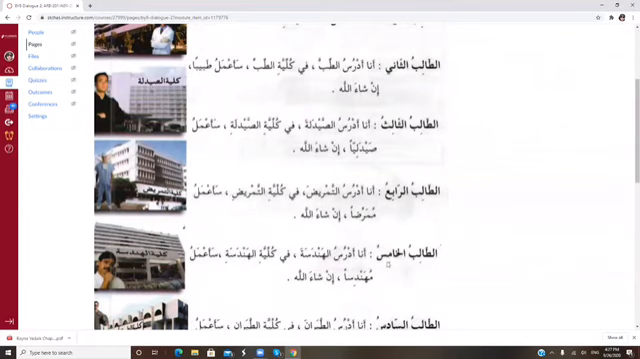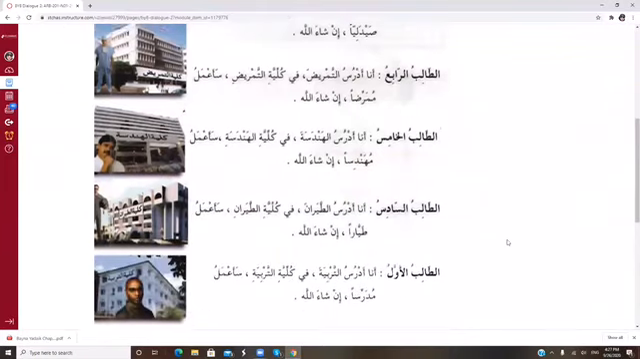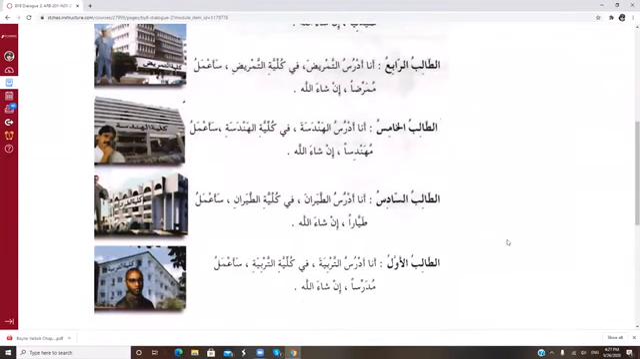Student 5, الطالب الخامس. أنا أدرس الهندسة. I am studying engineering. في كلية الهندسة, in the College of Engineering. سأعمل مهندسا إن شاء الله. I will work as an engineer, God willing. Student 6, الطالب السادس. أنا أدرس الطيران. I am studying aviation. في كلية الطيران, in the College of Aviation. سأعمل طيارا إن شاء الله. I will work as a pilot, God willing.